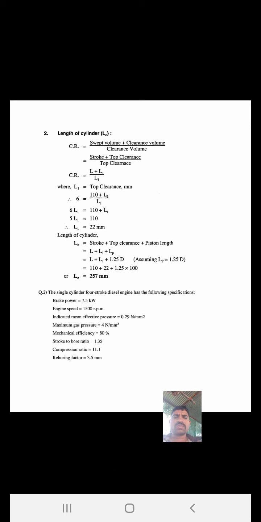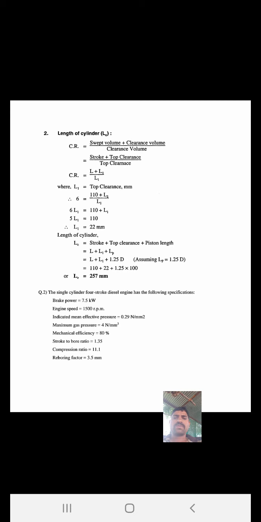How to calculate the length of the cylinder? You know the compression ratio is given. Compression ratio is equal to, we have seen the formula, swept volume plus clearance volume divided by clearance volume. That is stroke plus top clearance divided by again top clearance, means stroke length is denoted by L plus top clearance denoted by L1. CR is given 6. So 6 is equal to 110 plus L1 divided by L1. If you solve this equation, then you will get L1 is equal to 22 mm.